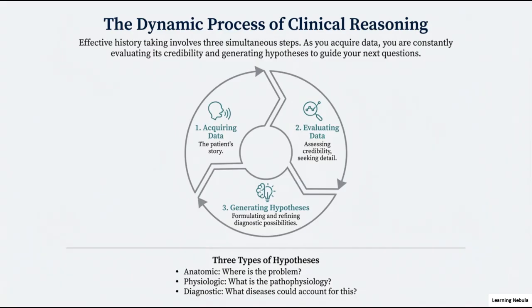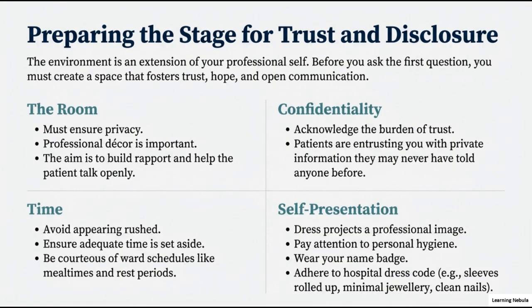It is parallel processing, and you can't even start that process until you've set the stage, which brings us to slide 4. Preparing the stage for trust and disclosure. This slide has 4 quadrants, and it says the environment is an extension of your professional self. That's a heavy statement. It implies that a messy room suggests a messy mind to the patient.